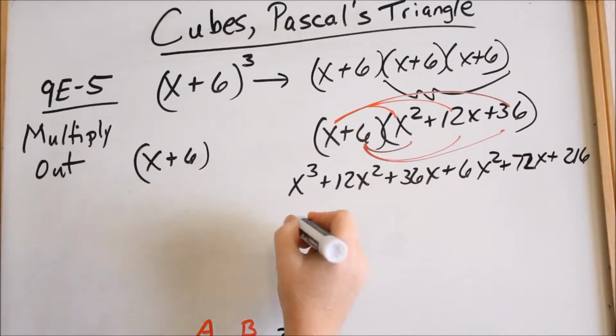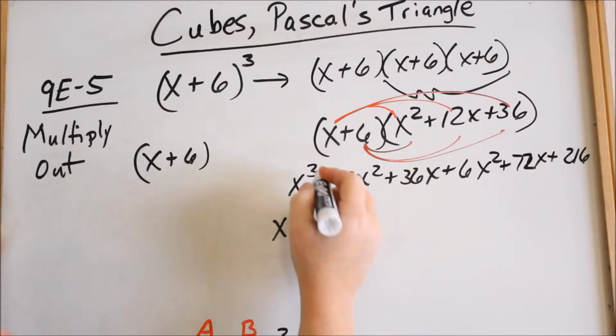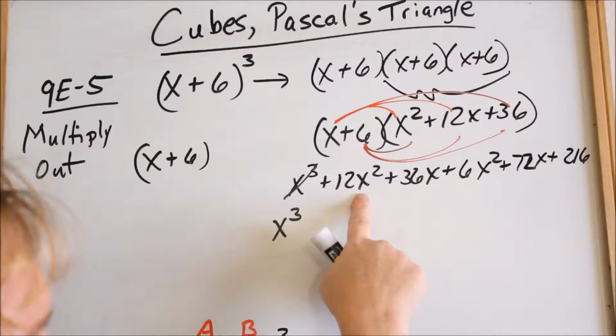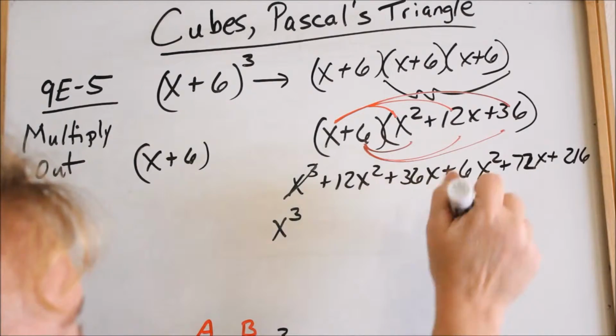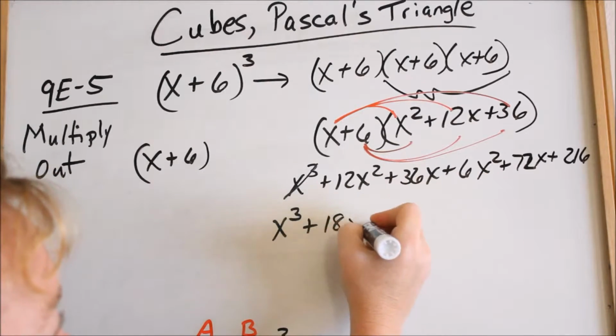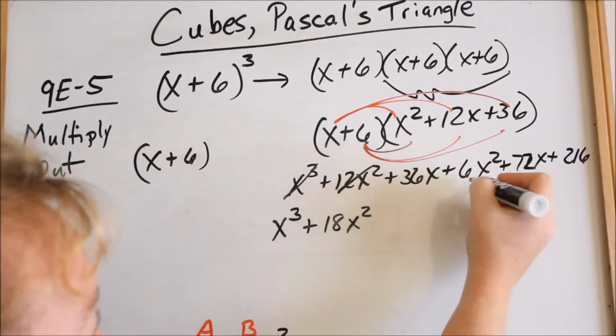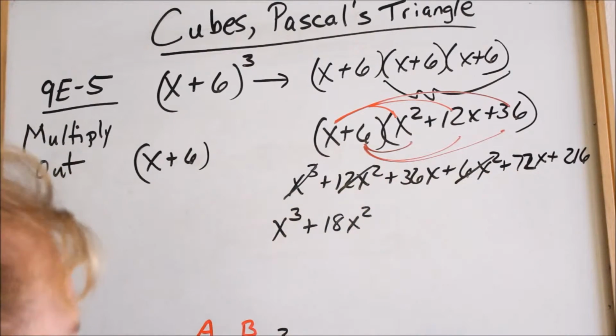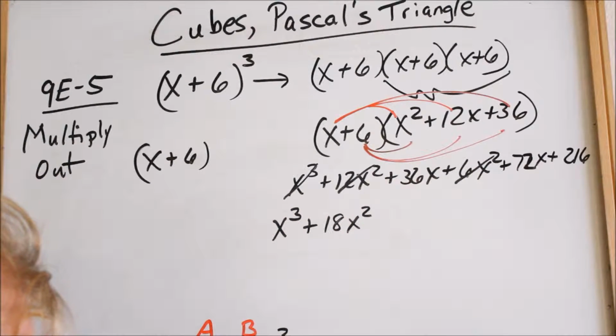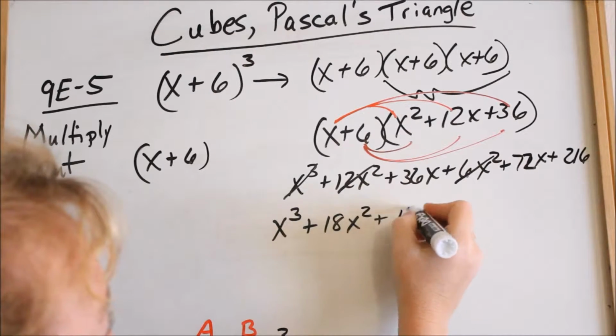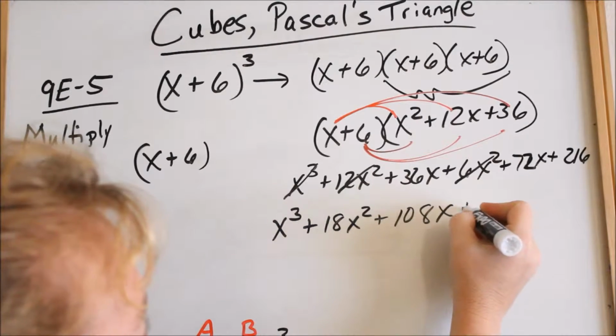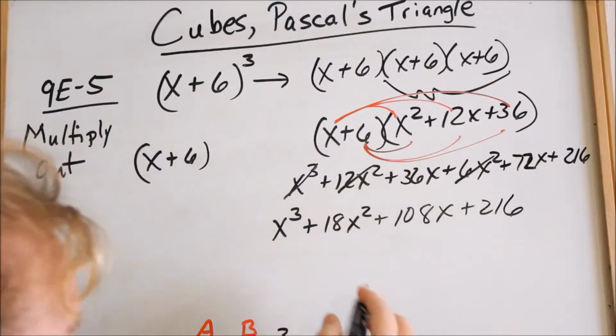I don't have any other x cubes. So x cubed, I got that term. Combine my x squares. 12x squared plus 6x squared, 18x squared, 36x and 72x, 108x, I probably could have done that in my head, plus 216.